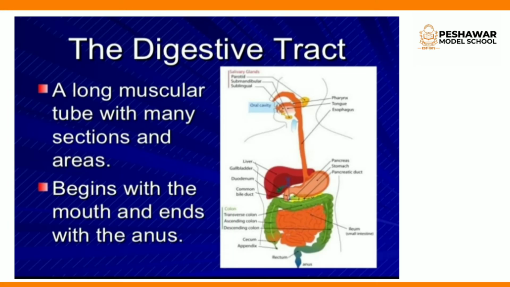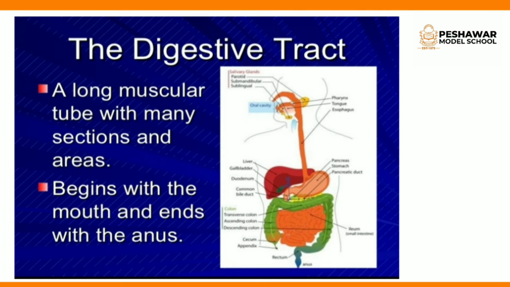Okay, first let me recall the definition of digestion. As you know, digestion is the breaking down of large complex molecules into small and simpler molecules with the help of chemicals. So you know this whole digestive tube, which starts from the mouth and ends at the anus, is 10 meters long and is made up of muscle.